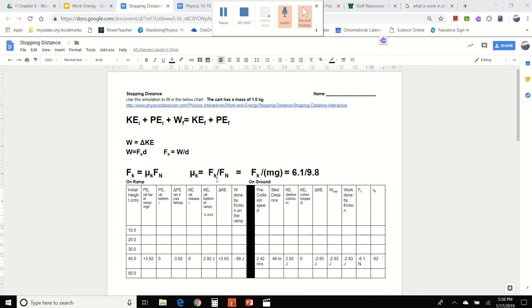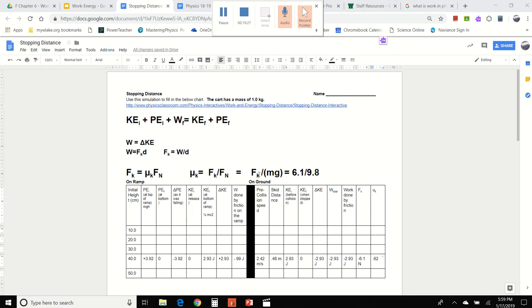Notice I transposed the equation there. It should be Fk over Fn, not Fn over Fk. So make sure you have that. That's moving this around to solve for mu k. It's Fk over Fn. And the normal force, as we said, on a horizontal surface, not accelerating up or down, is just equal to the weight of the object.